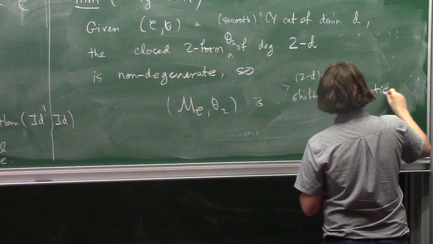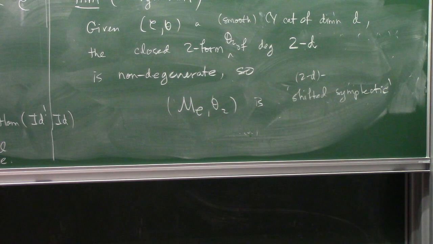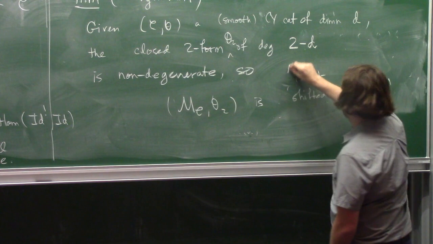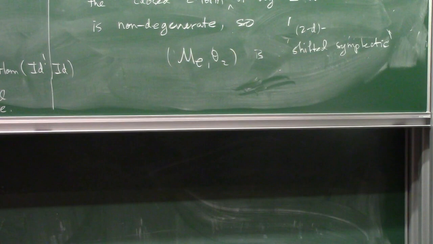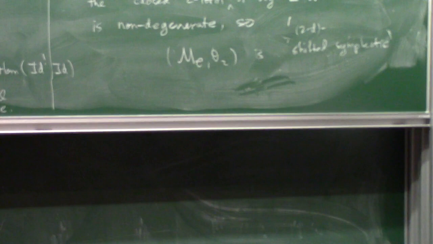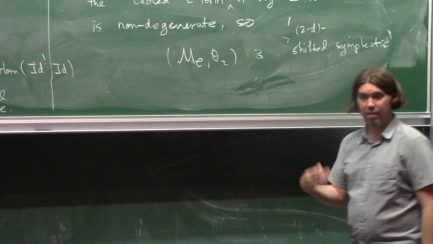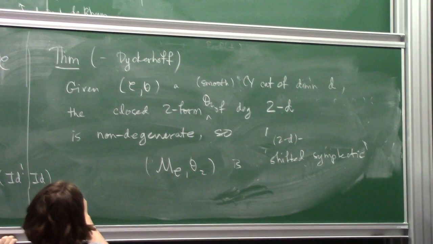So this notion of shifted symplectic geometry goes back to the Q-manifold literature in math physics and has been developed by Pantev, Toën, Vaquié and Vezzosi. So this theorem is a kind of non-commutative AKSZ construction. There's a way in which you can read this construction of differential forms that I wrote as a kind of non-commutative AKSZ. Okay. Non-degenerate, so this is shifted symplectic.